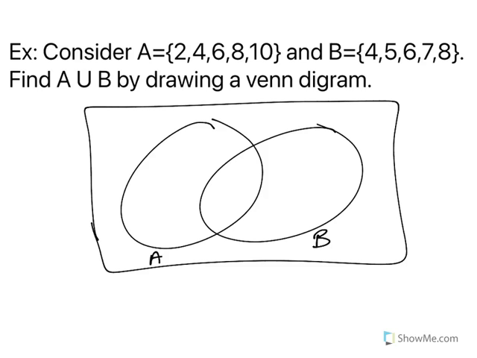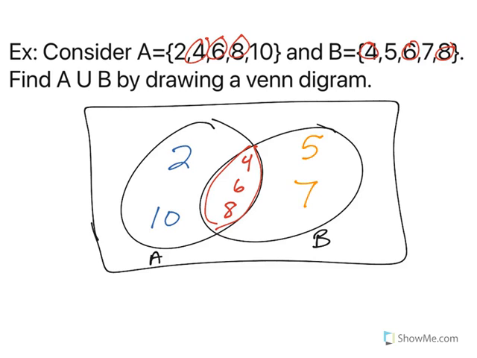I like first when I'm drawing a Venn diagram to worry about the shared space. What elements exist in both sets? So as I look here, I'll notice that 4, 6, and 8 exist in both. So 4, 6, and 8 is what goes in that middle shared space. Now in A, what have I not dealt with? Well, 2 and 10. In B, what have I not dealt with?